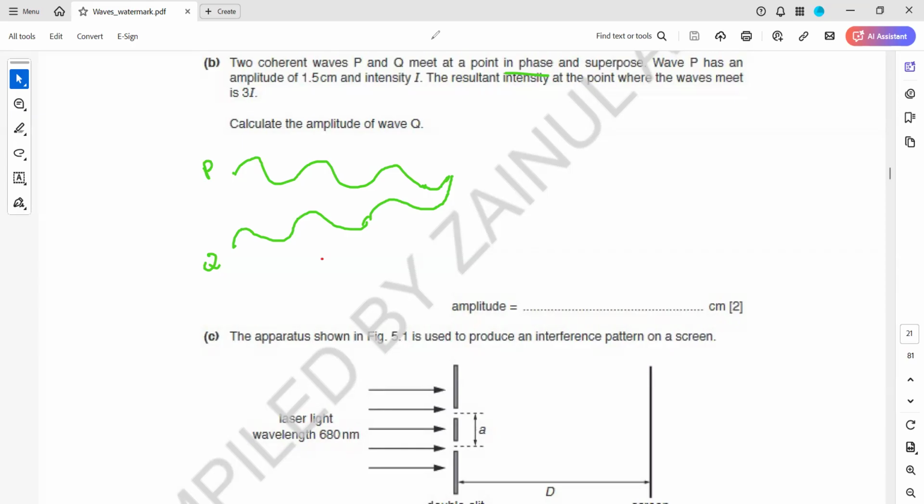In the question, P has an amplitude of 1.5 and intensity I. What is the relation between intensity and amplitude? Intensity is directly proportional to amplitude squared. Or we can also say intensity divided by amplitude squared is always equal to a constant. When two quantities are directly proportional, their ratio should be constant. So the ratio of intensity over amplitude squared should be constant for P, and the same for Q.